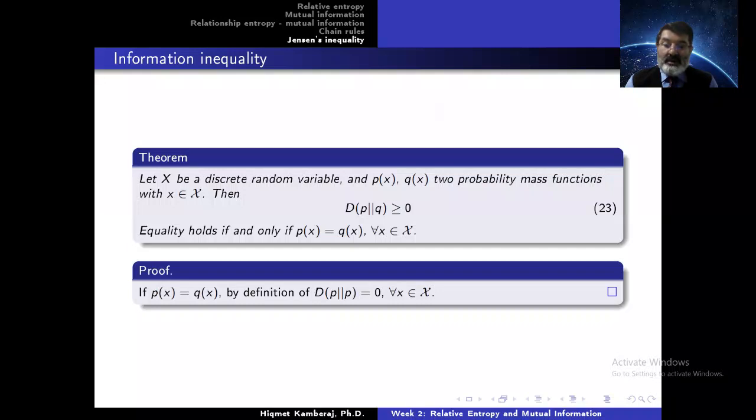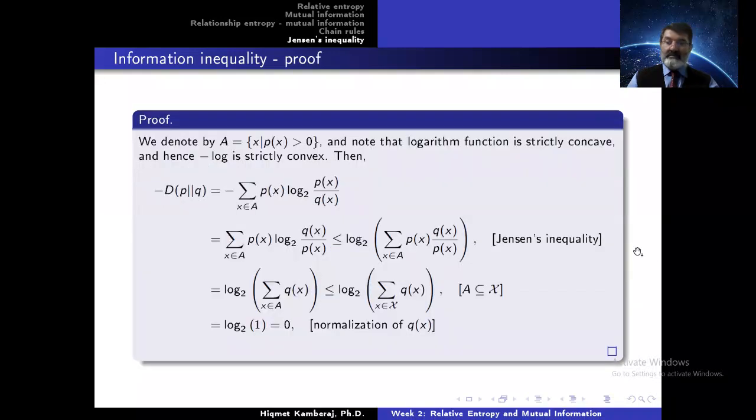If p of x is equal to q of x, by definition the relative entropy is equal to 0 for every x from the chi set. Next, we prove the first part of the theorem. We denote by A the set of all x's such that p of x is strictly greater than 0. And note that the logarithm function is strictly concave, and hence minus log function is strictly convex.